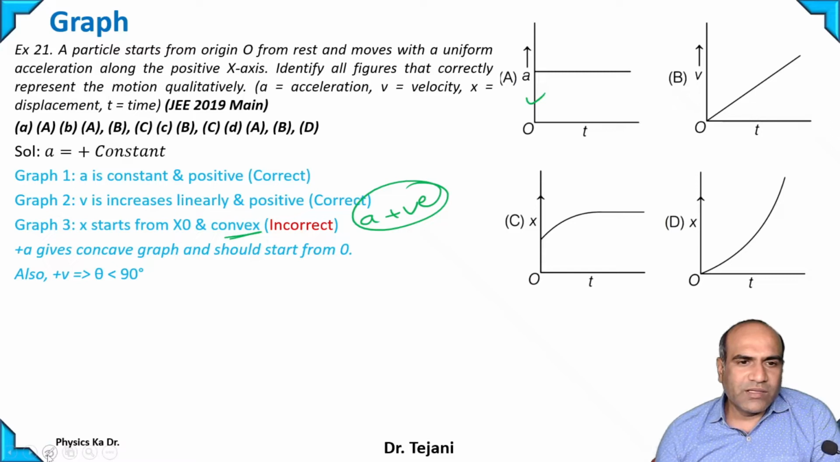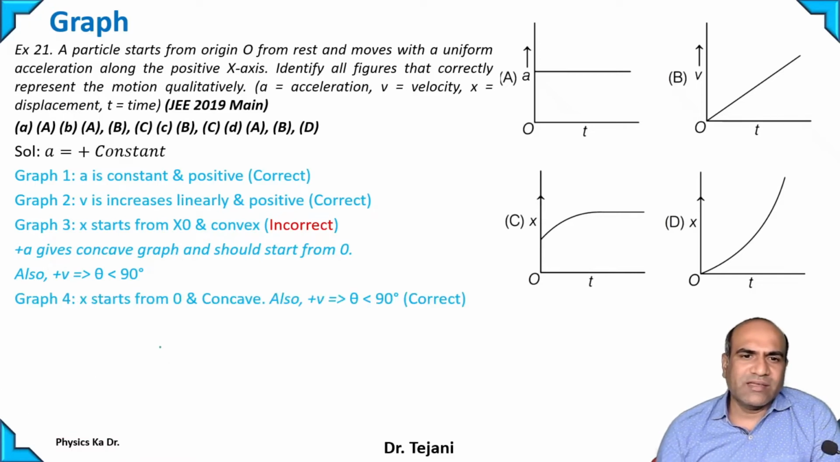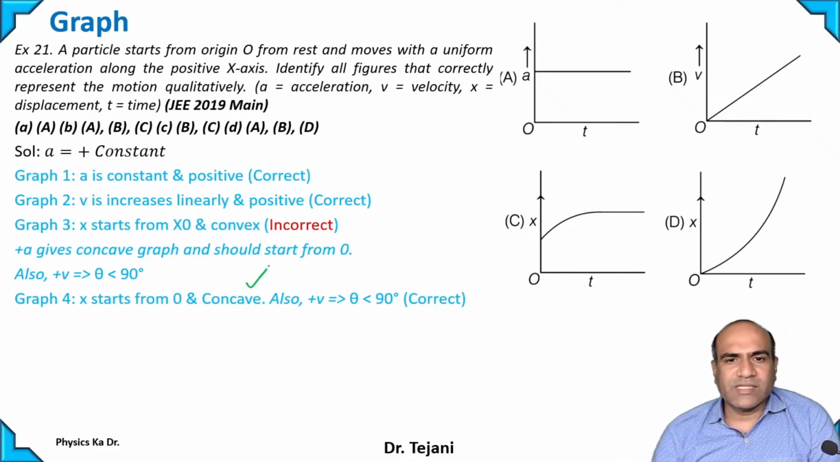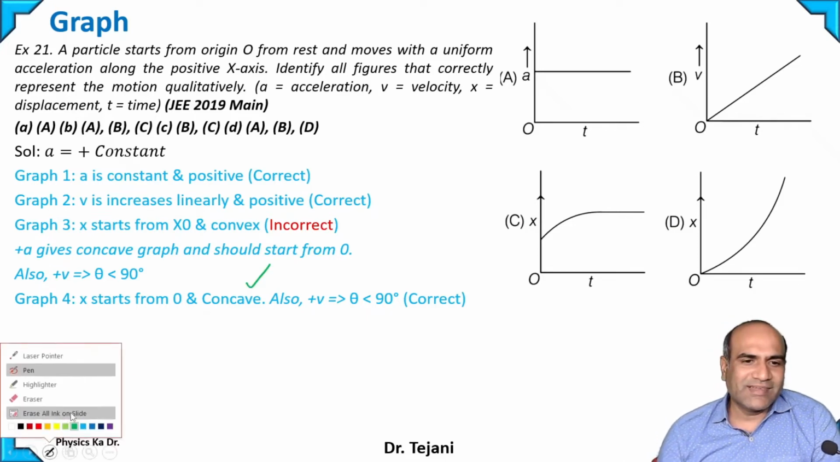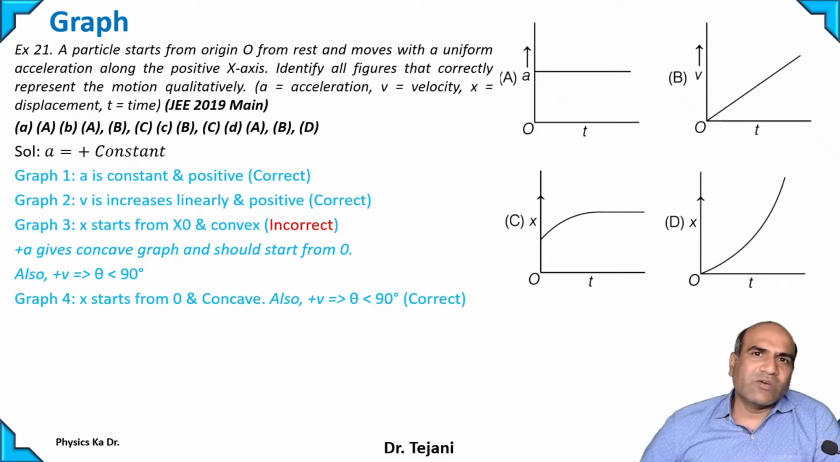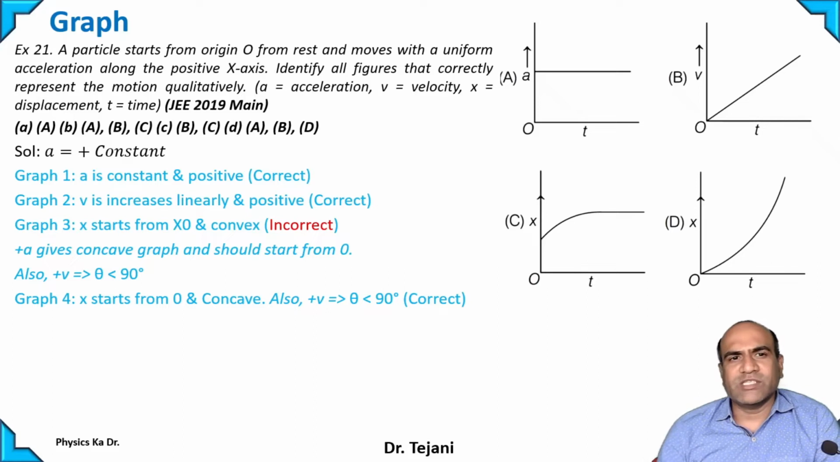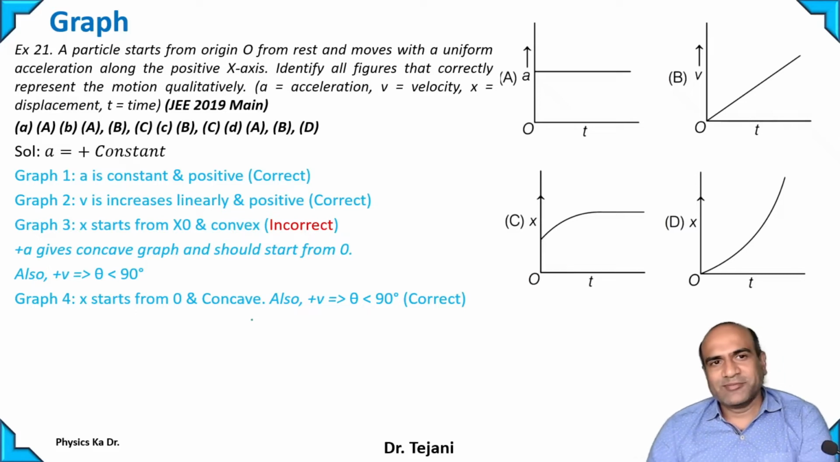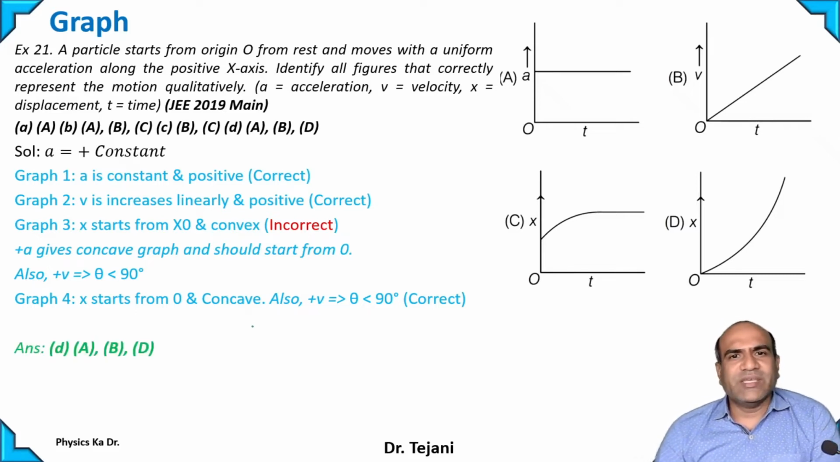And then we can also check the angle. You can play with the angle also. Velocity is positive, so theta should be less than 90 degrees. And graph 4 starts from 0, and the shape should be concave. It is there, and this is the solution. If you remember the tricks for concave and convex shapes, and a positive and negative, you need not solve everything. You will get answers much quicker. The answer is A, B, D. We already identified this answer.